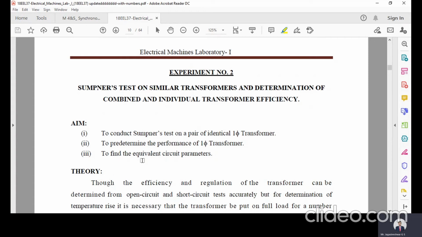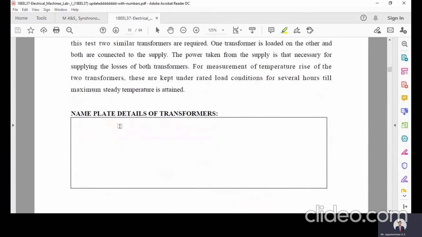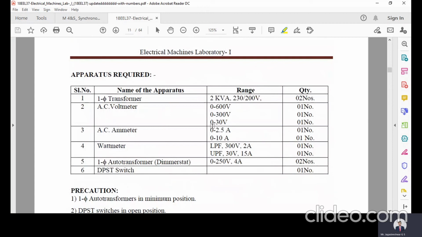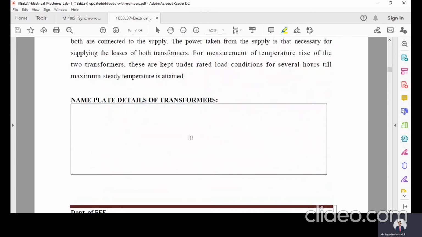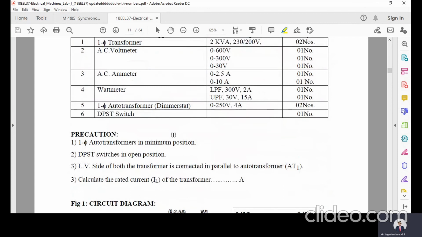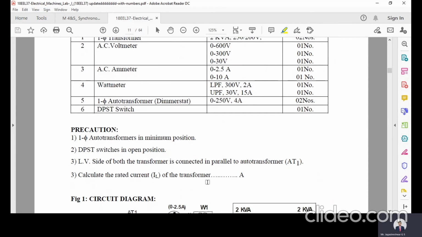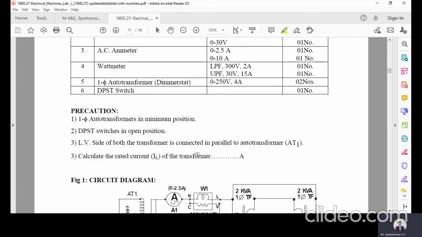Like how we calculated in the SCOC test. This space is given to write the nameplate details of the transformer, and also you can calculate the rated current. So like how we have calculated, you can calculate the rated current IL, which is given as kVA rating divided by rated voltage. In this case, it is 2 kVA divided by 230. So it works out to be 8.69. So that will be the rated current.